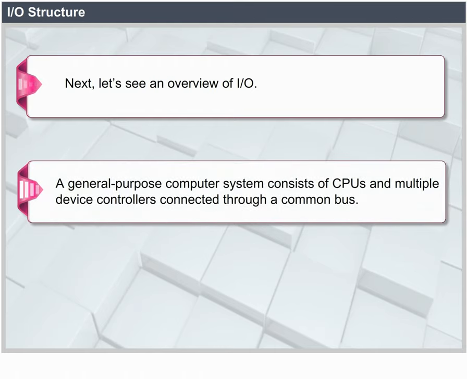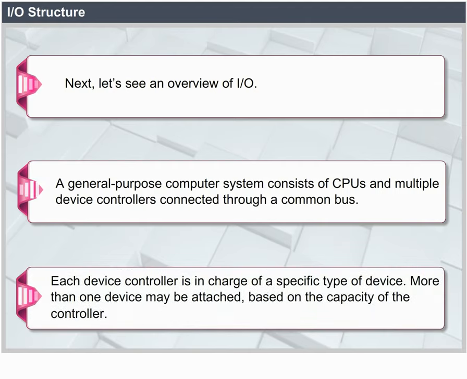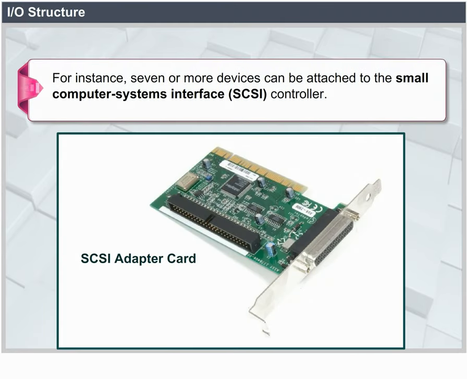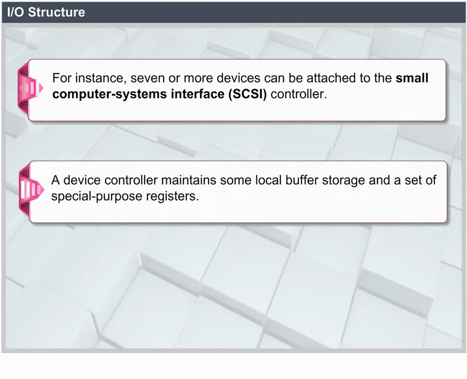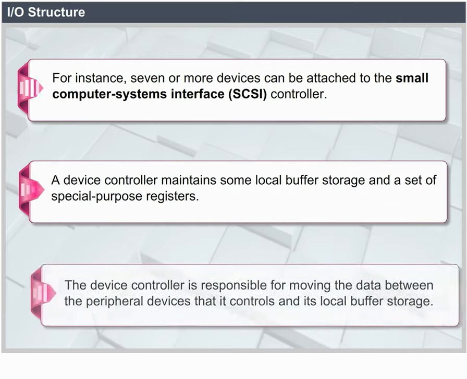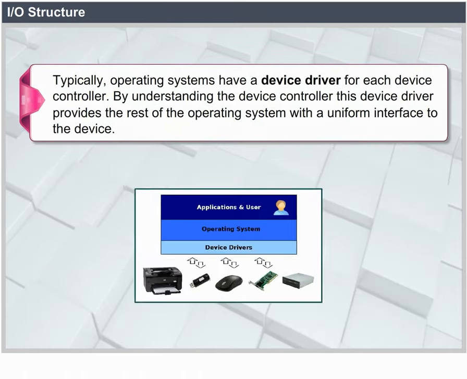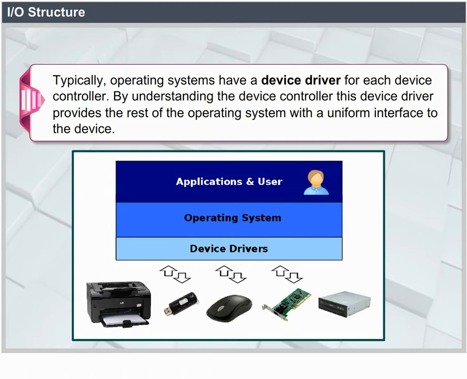A general-purpose computer system consists of CPUs and multiple device controllers that are connected through a common bus. Each device controller is in charge of a specific type of device. Depending on the controller, more than one device may be attached. For instance, seven or more devices can be attached to the Small Computer Systems Interface (SCSI) controller. A device controller maintains some local buffer storage and a set of special-purpose registers. The device controller is responsible for moving the data between the peripheral devices that it controls and its local buffer storage. Typically, operating systems have a device driver for each device controller.